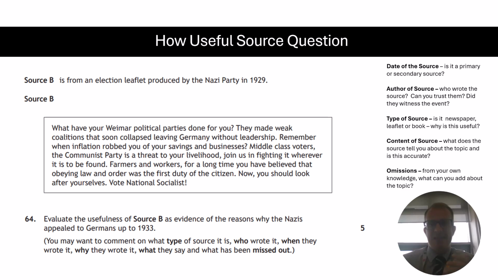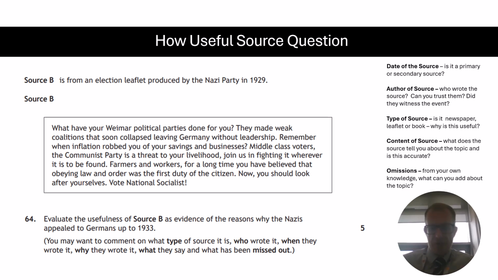So is it a textbook? Is it a newspaper? Is it a speech? Why is it a good film? Who wrote the source? Are they a historian? Are they an eyewitness to the event? Why is that good? When they wrote it.